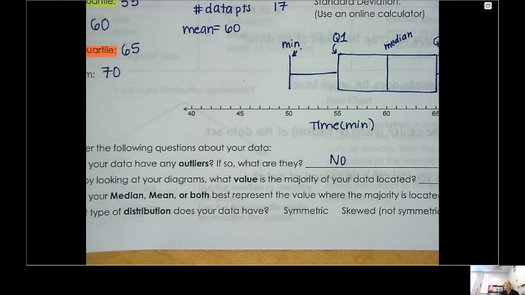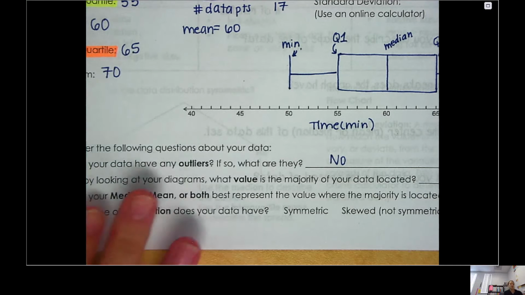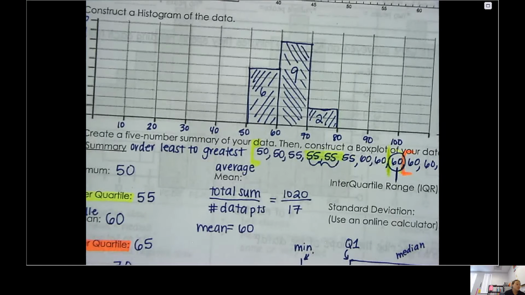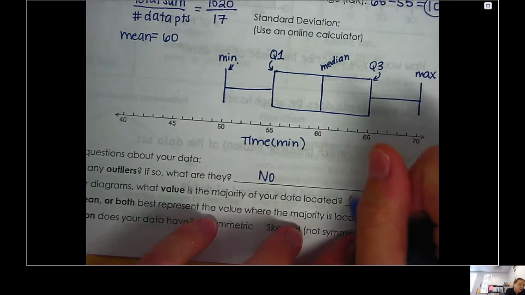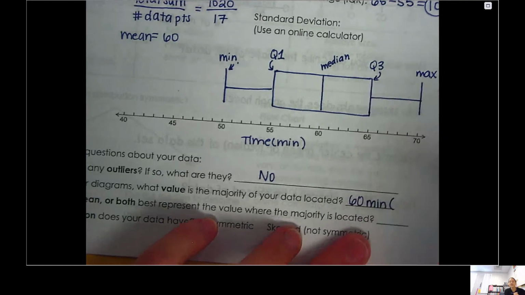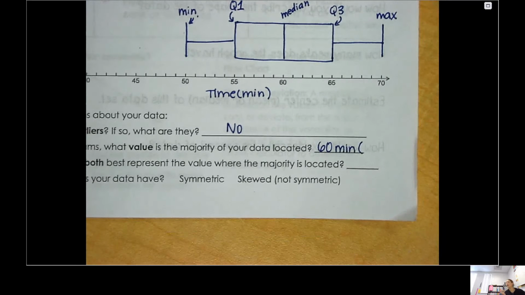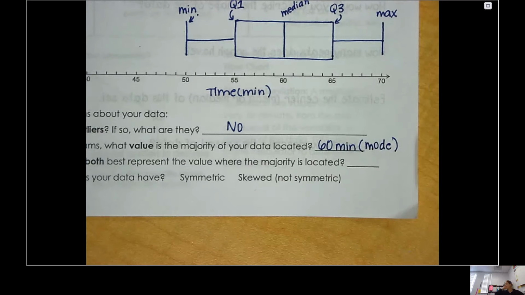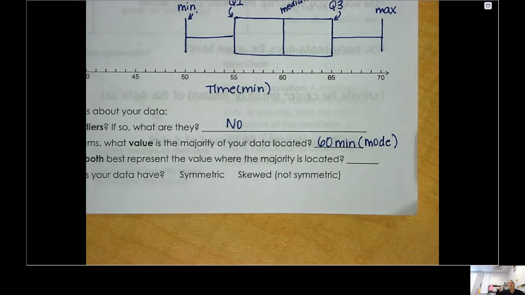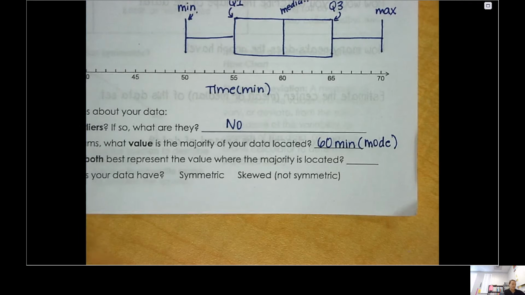Okay. Looking at your diagrams, at what value is the majority of your data located? So at what number do you have most of your data? 60. Yeah, that's the one that repeats the most often. So it's 60 minutes. What else could we call that if it repeats the most often? Mean, median, and mode. Mode. Have you heard that one before? So mode just means the one that is the most repetitive. So it's what most of the people answered.